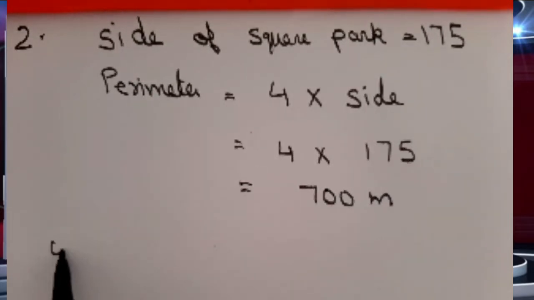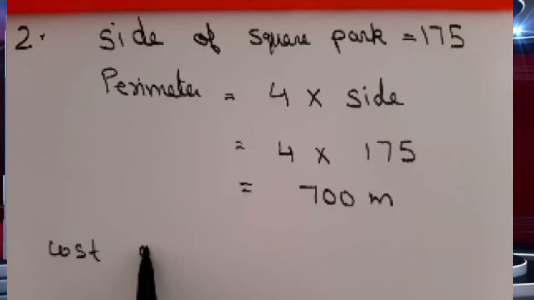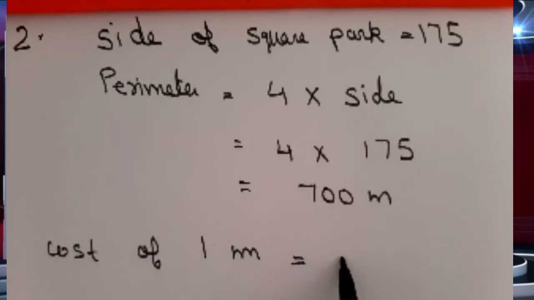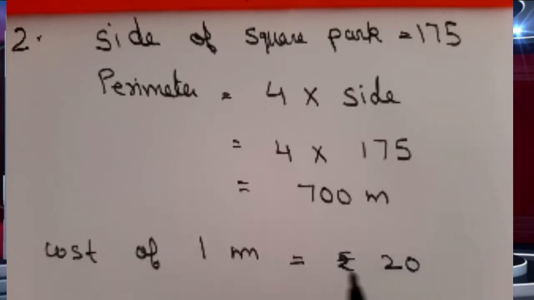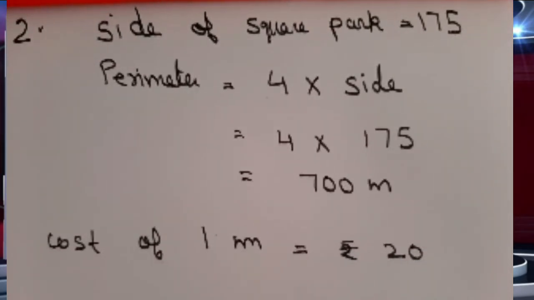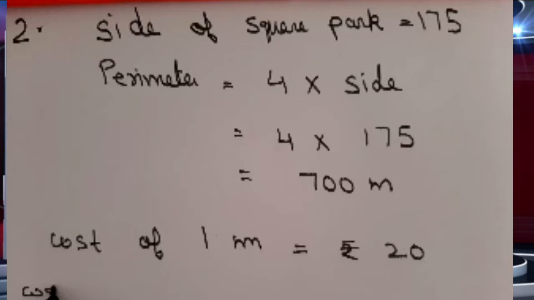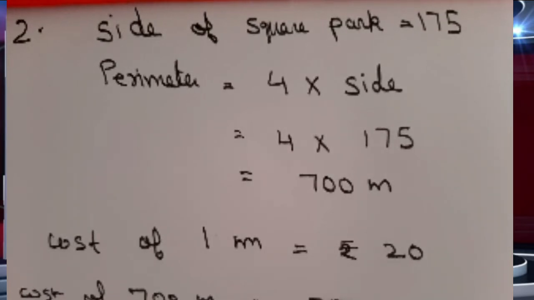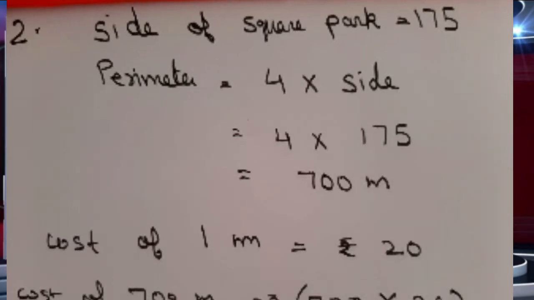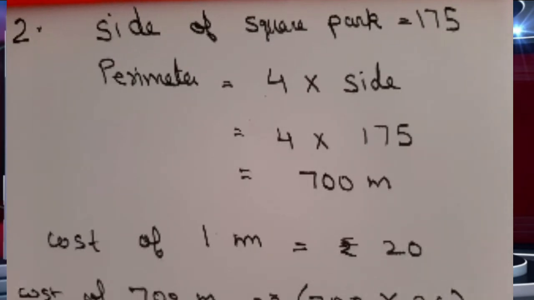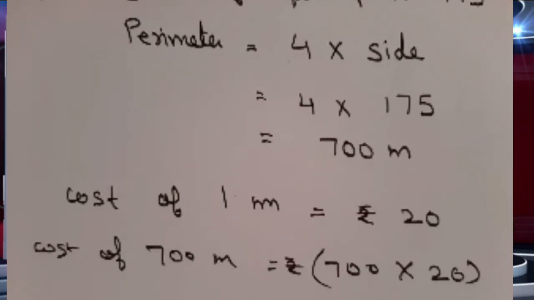Now here it is given cost is rupees 20 per meter, means cost of 1 meter. Cost of fencing 1 meter is rupees 20. It means total fencing we need is 700. So cost of 700 meters will be 700 into 20, which is rupees 14,000. That is total cost of fencing the square park is rupees 14,000.